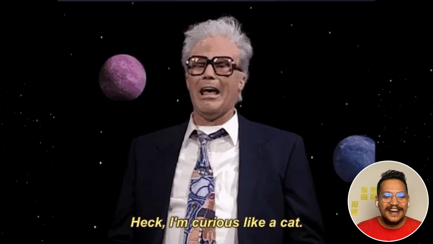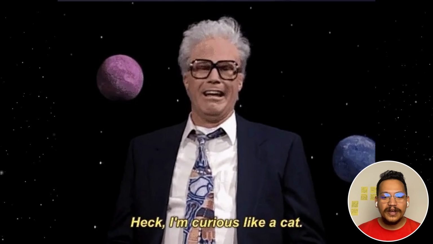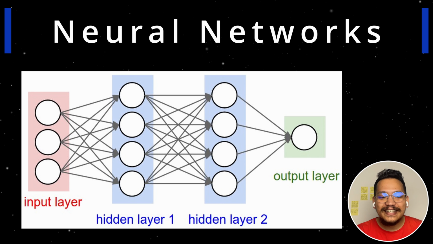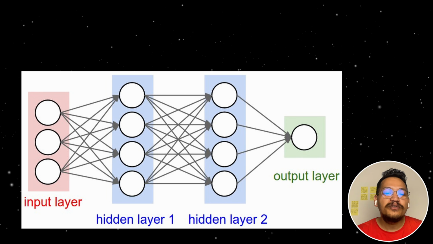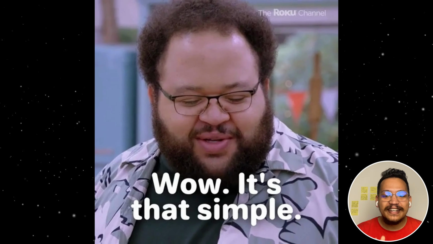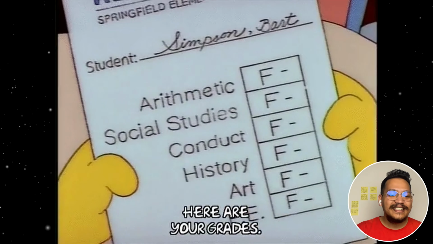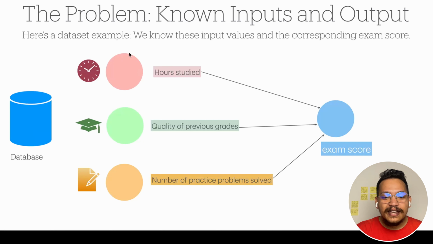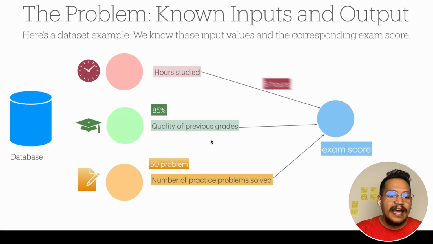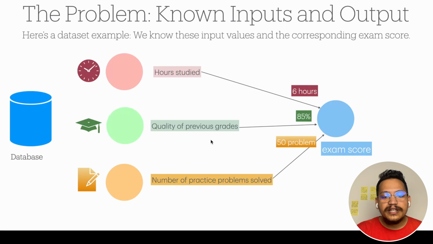Have you ever wondered how machines can predict outcomes so well? One powerful tool for this is a neural network. In this video, we will break it down with a simple, relatable example: predicting a student's exam score. Let's say we have a dataset of students. For each student, we know how many hours they studied, the quality of their previous grades, the number of practice problems they solved, and we also know their final exam score. Our goal is to predict a student's exam score based on these inputs.